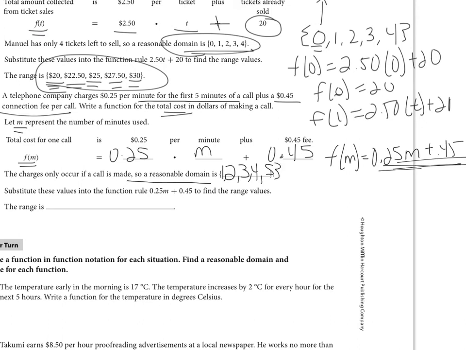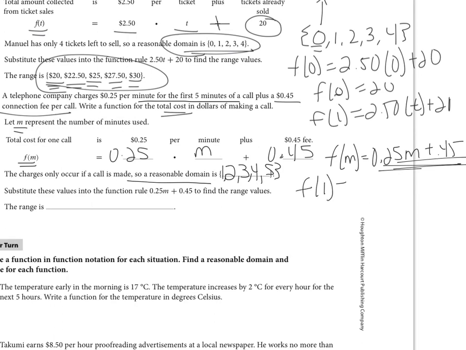Now, should we just be picking integers? Well, this one's a little trickier, but it seems like they're probably rounding to the closest minute. So though you could talk for 1.5 minutes, they're probably going to round that up to 2 minutes. So the feasible domain, the reasonable domain in this is just 1, 2, 3, 4, 5 minutes. All right, now we need to talk about the reasonable range. So remember, that's the output.